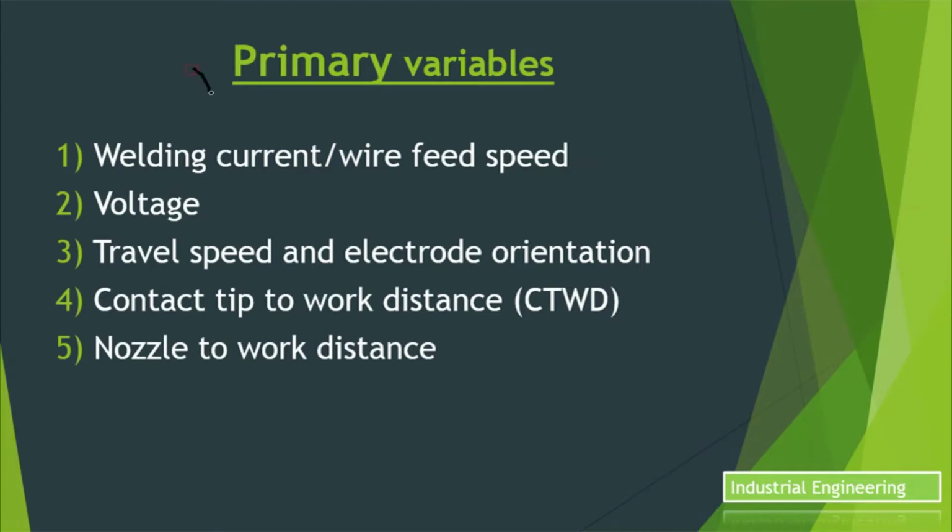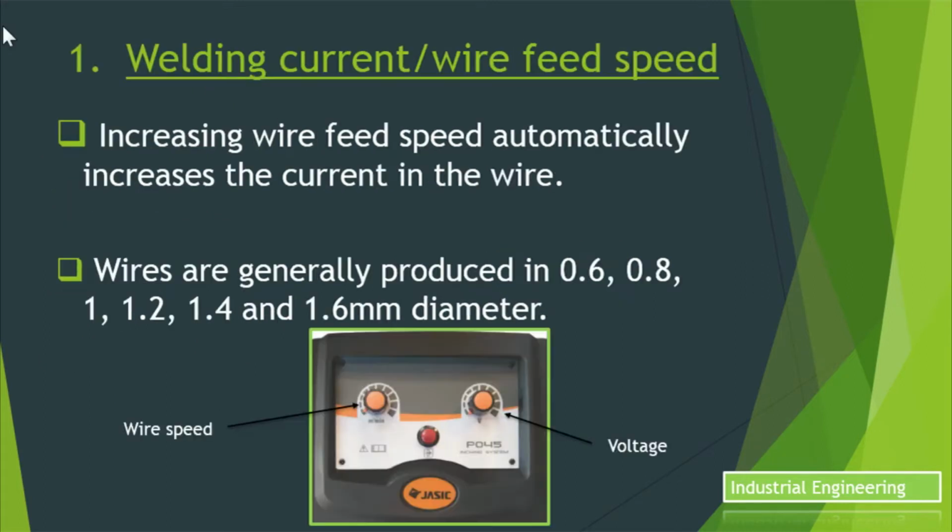The primary variables which affect the welding process of MIG welding are: first, the welding current or wire speed, as they both are interrelated with each other. Second, voltage. Third, travel speed and orientation of electrode. Fourth, CTW, electrode contact tip to workpiece distance. And the fifth one, nozzle to workpiece distance.